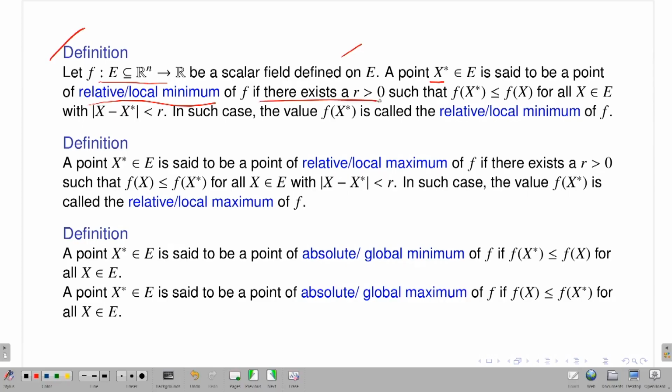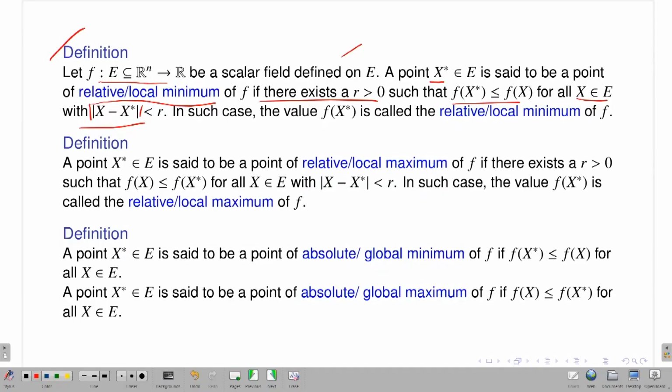It says that if there exists a positive number R such that the value of f at x star should be dominated by the value of f at x, for all x in E with norm of x minus x star less than R. In fact, I should say norm of x minus x star, because x and x star are points in Rn. So, when I talk about the distance between x and x star, it should be the usual Euclidean distance, which I denote as norm, sometimes mod. It automatically means I am talking about the Euclidean distance in Rn.